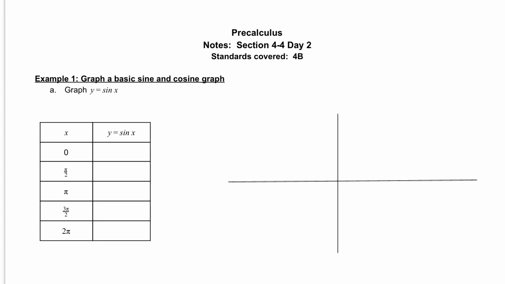Today we're going to start graphing the sine and cosine functions. So the other day we talked about how we shifted the graph, and we'll talk about that as we go through. But we're going to start with just the very basic sine and cosine graph. So what does y equals sine x look like, and how do we graph that basic graph?